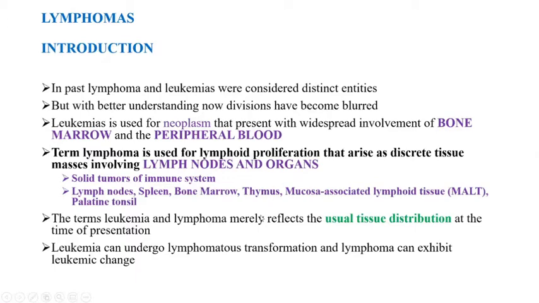Now the concept is that lymphoma can undergo leukemic change and leukemia can transform into lymphoma. So they are not different entities. The diagnosis depends on the site they are involving at the time of presentation.